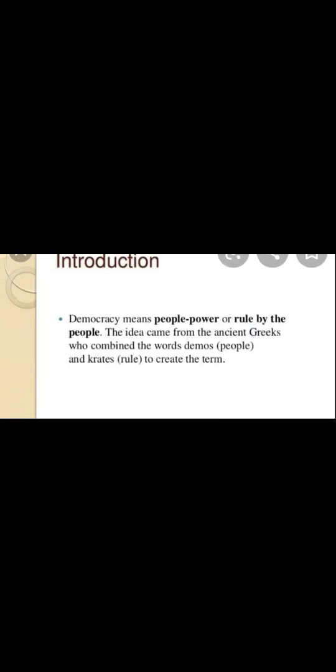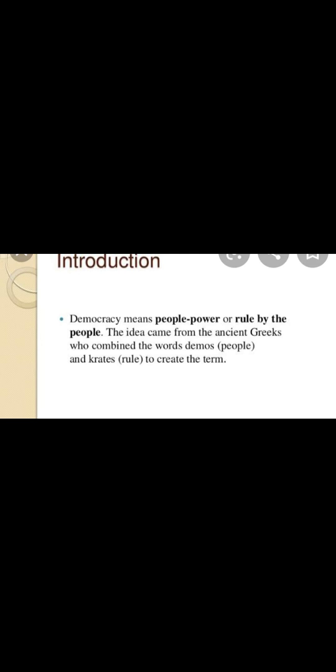But we are from Pakistan, and in Pakistan we have democracy. What does democracy mean? That means we elect the people whom we want for the government. So that is called a democracy, which gets power from the people and works for the people. For example, it is defined over here: democracy means people power or rule by the people.